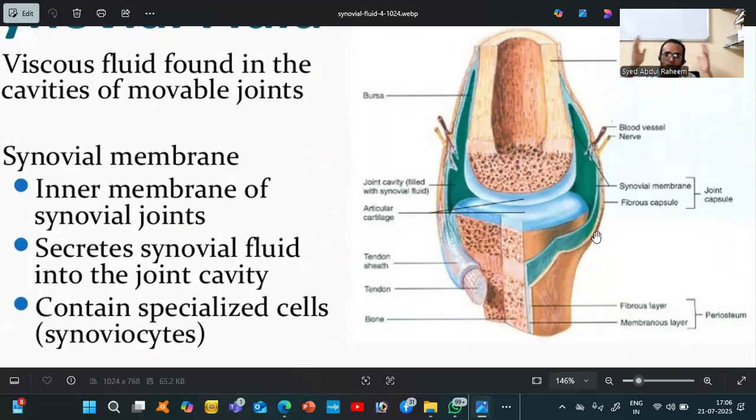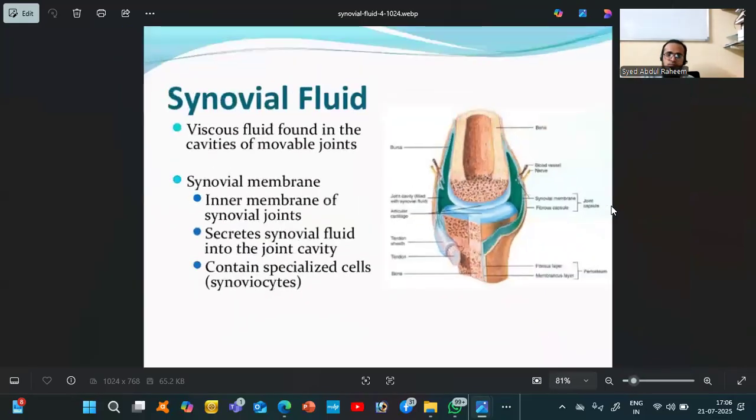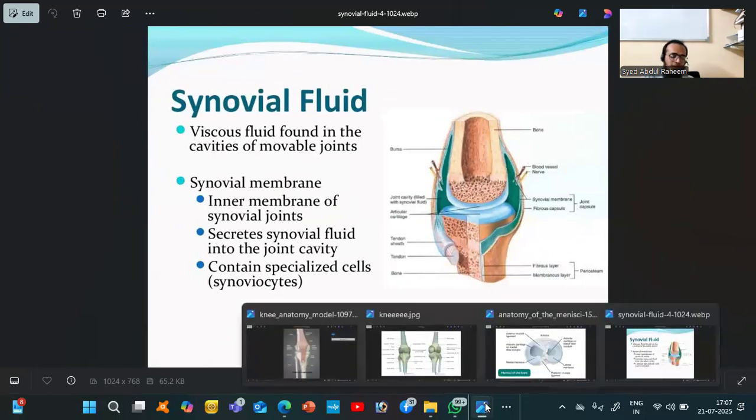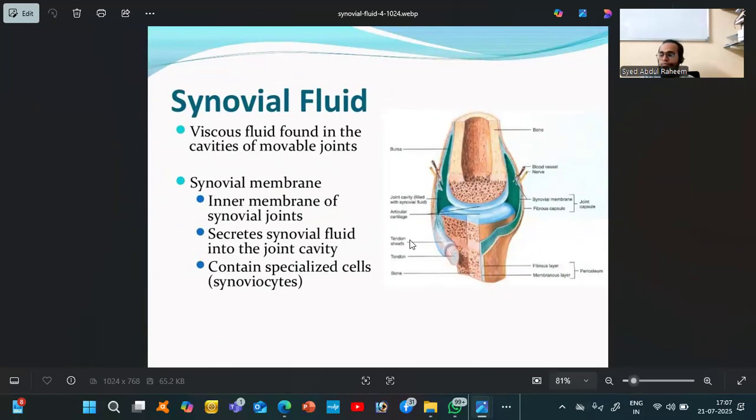And above that we have the fibrous capsule, very strong, to maintain the joint space. In that we have the synovial fluid. So very, very important for mobility. So these are the things we have to know about basically the knee anatomy.